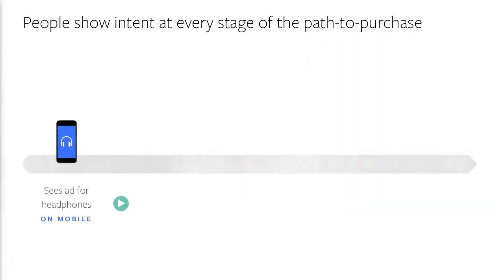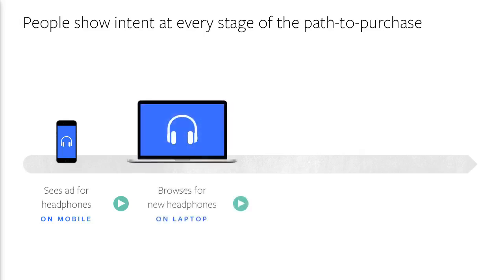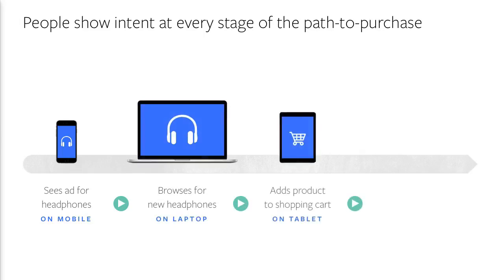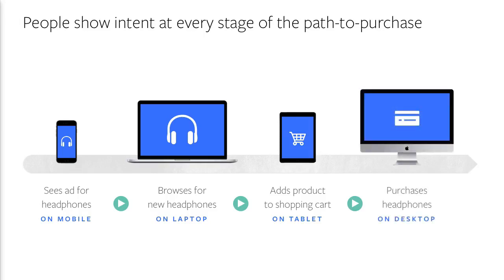People just like you are being inspired by products and shopping across the devices they own. They might see an ad on a mobile device, but then switch over to their laptop to browse and ultimately buy them inside of a store. For example, someone may see an ad on their mobile phone, and then they might browse for their new headphones on their computer, but ultimately add the product into their shopping cart from a tablet while they're watching TV at night. And finally, make a purchase inside of their desktop computer, or maybe even inside of the store.